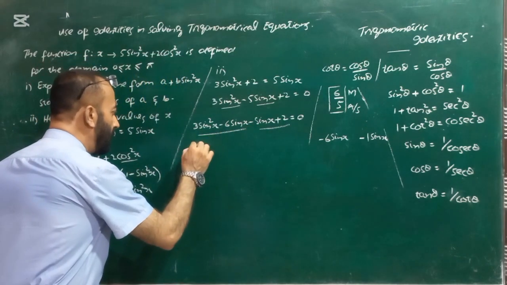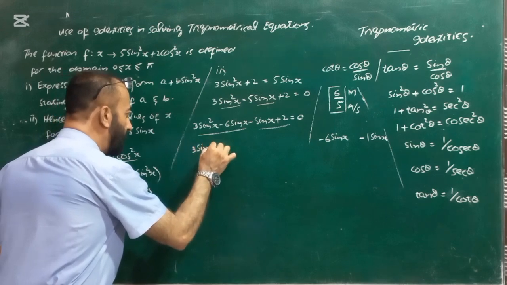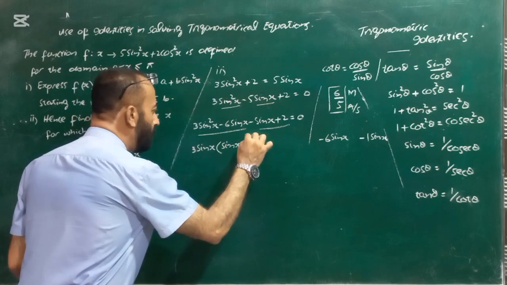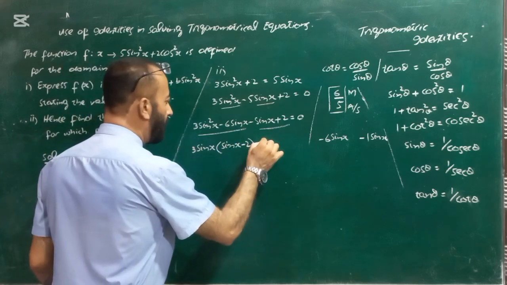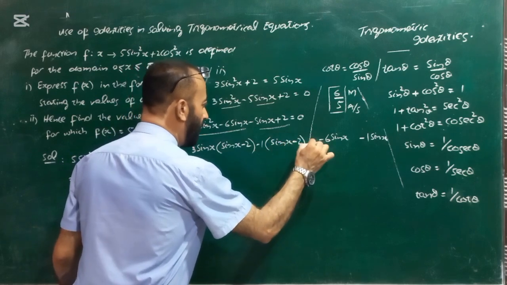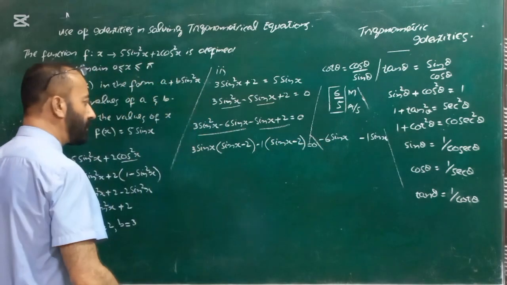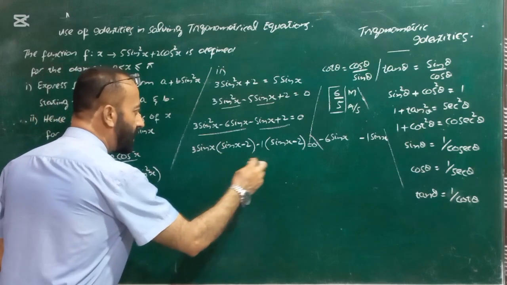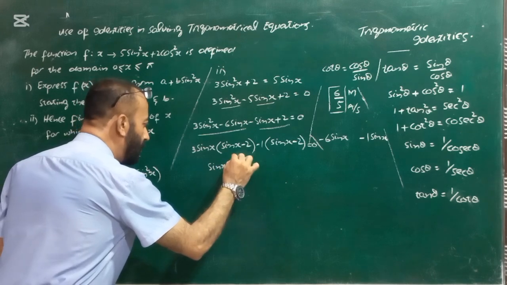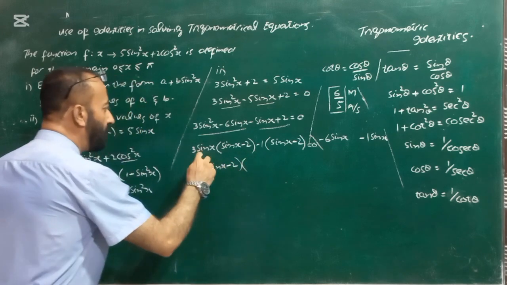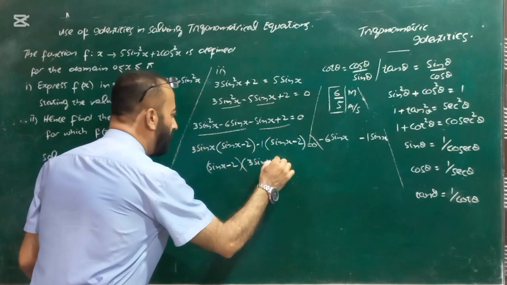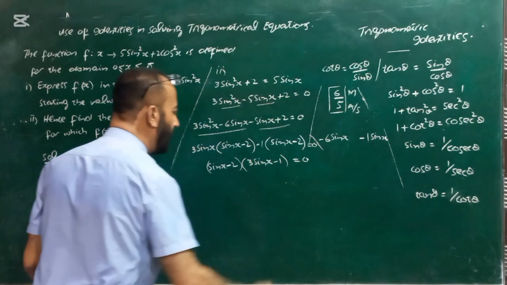So from the first pair, 3 sin x is common. Remainder is sin x minus 2. From the second pair, minus 1 is common and sin x minus 2 will be placed inside the bracket. The brackets which are the same will be written once. So sin x minus 2, and the values outside the bracket will be written in the other bracket. So 3 sin x minus 1 equal to 0 is still there.